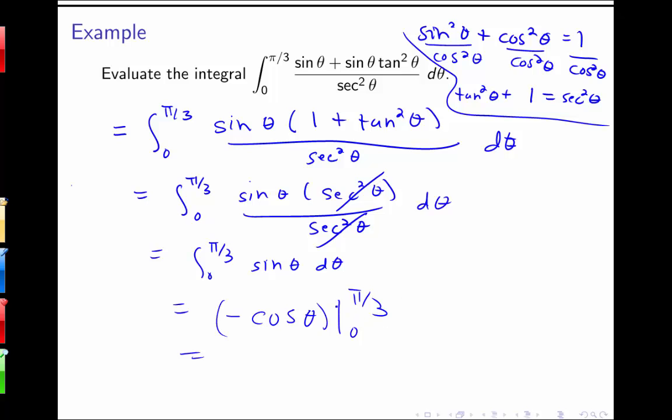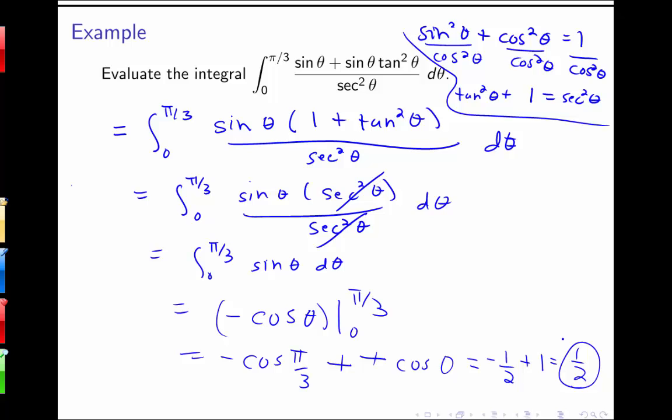So I plug in that upper limit first, so I have negative cosine of pi thirds. Now remember, when we're doing our upper limit minus the antiderivative evaluated at the lower limit, I'm going to have minus, and then that minus is also going to appear there. So this is the minus sign for the difference, but then my antiderivative is negative cosine. So I've got minus negative cosine of 0. So that's going to become plus a positive. So cosine of pi thirds is a half. So we're going to end up with negative a half plus cosine of 0, which is 1. So our value for this integral ends up being 1/2.